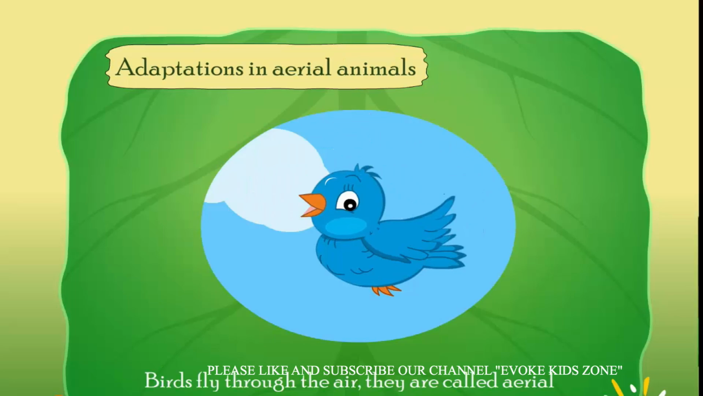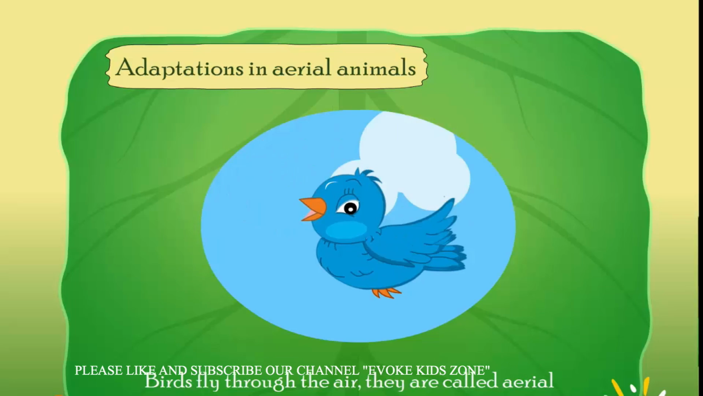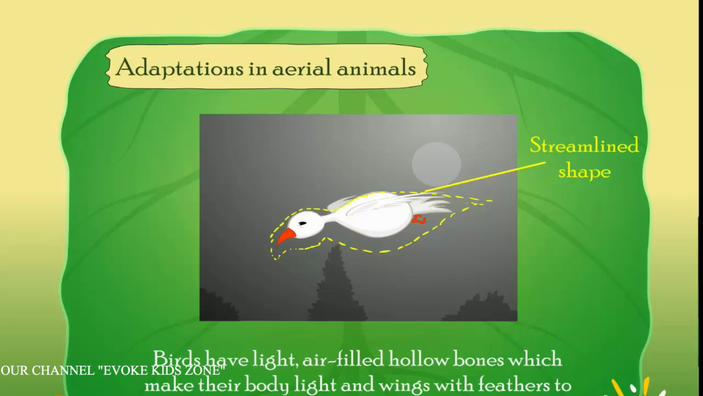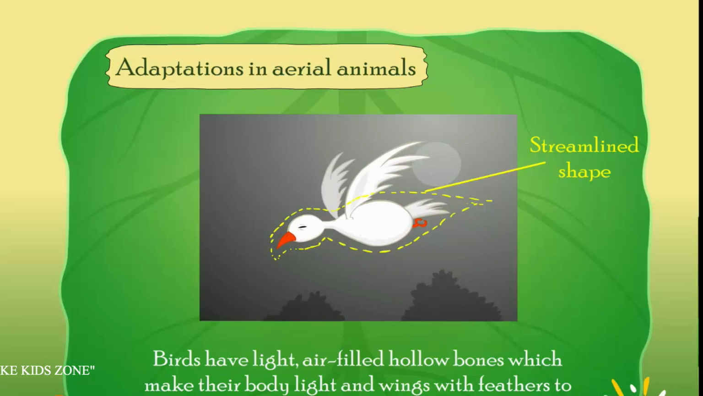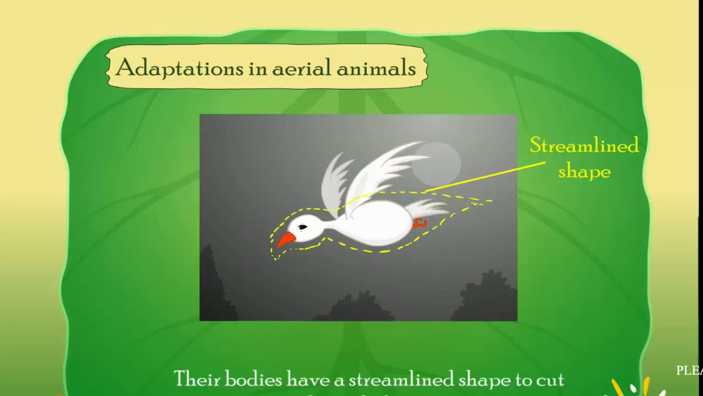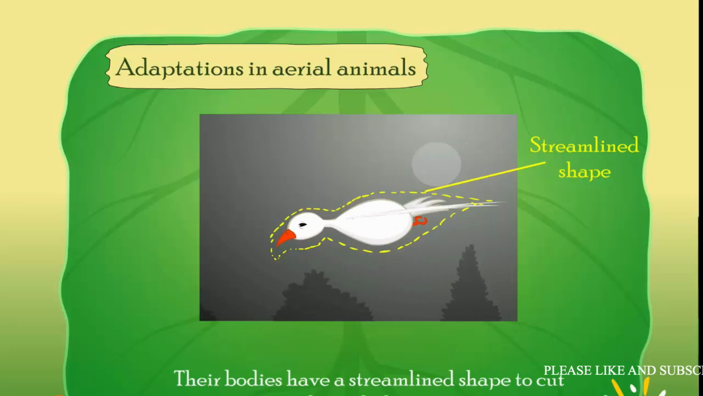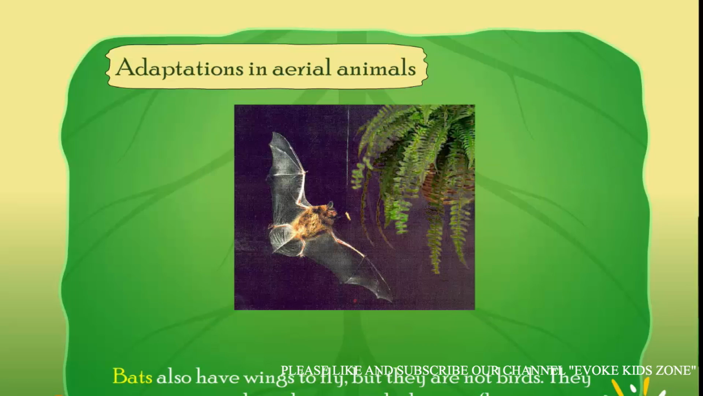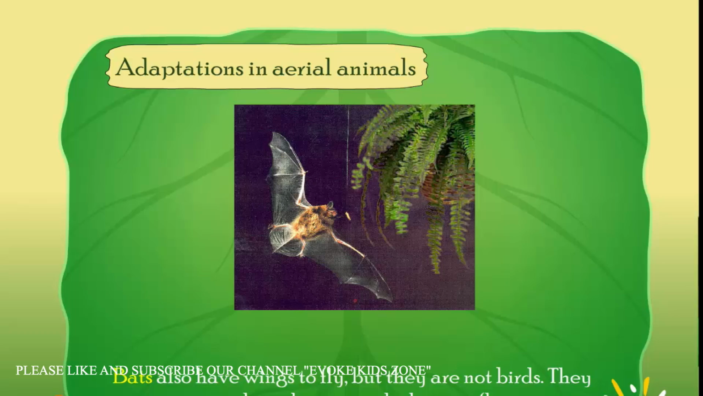Birds fly through the air. They are called aerial animals. Birds have light, air-filled hollow bones which make their body light and wings with feathers to help them fly. Their bodies have a streamlined shape to cut through the air. Bats also have wings to fly, but they are not birds. They are the only mammals that can fly.